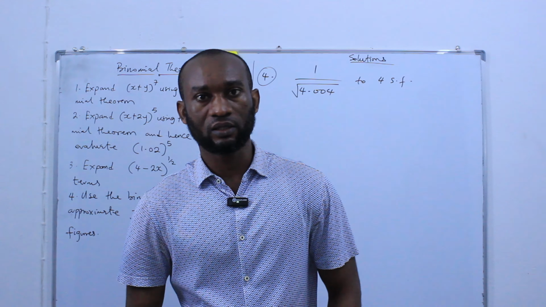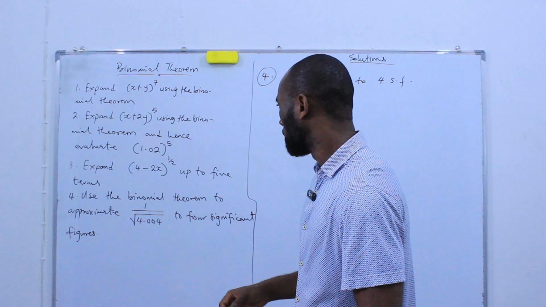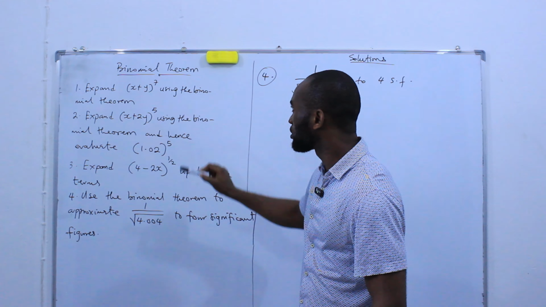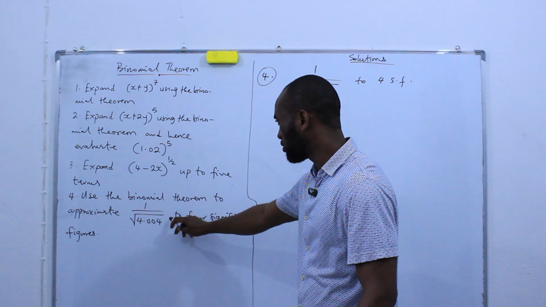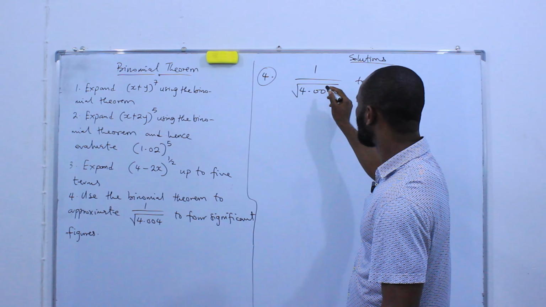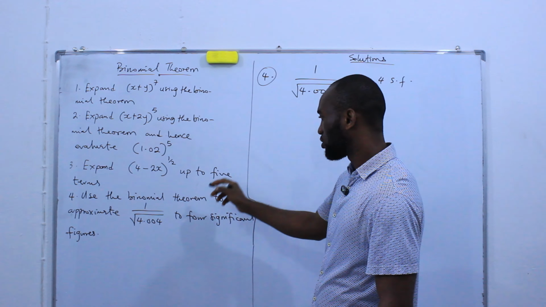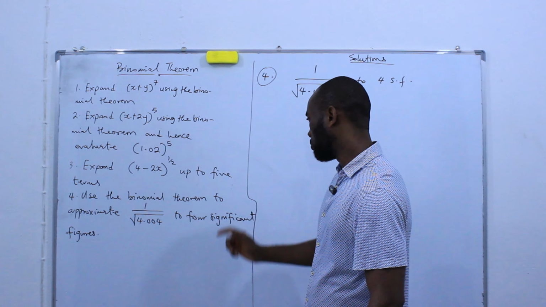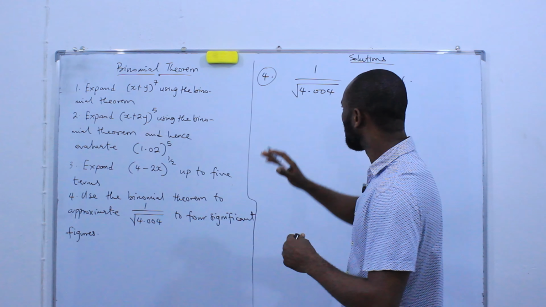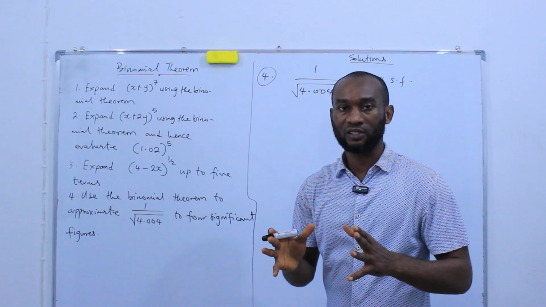Good day, my audience. We are still running the series on binomial theorem. We have solved the first, second, and third questions on the board. We are left to solve the fourth one. And the fourth one says, use the binomial theorem to approximate 1 all over the square root of 4.004 to 4 significant figures. Now, let us look at the problem from the eye of indices.